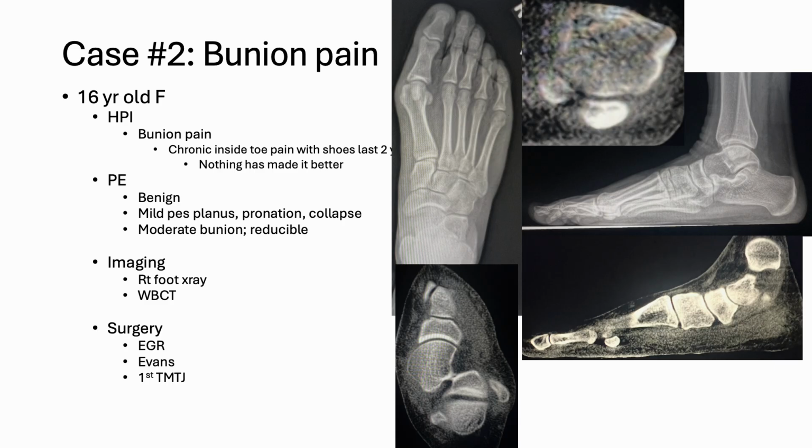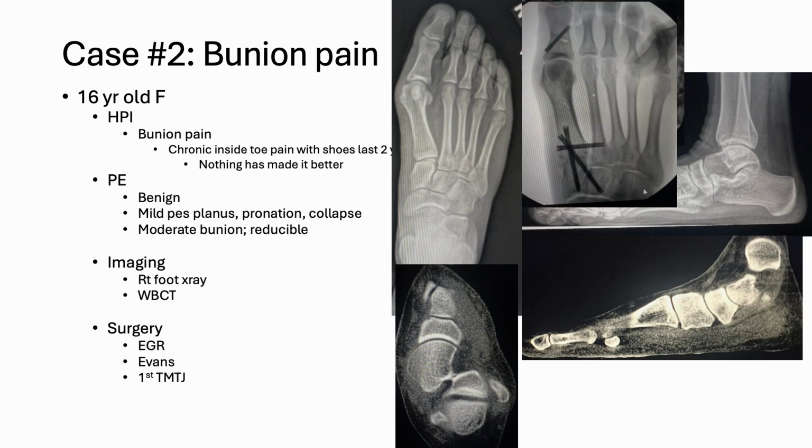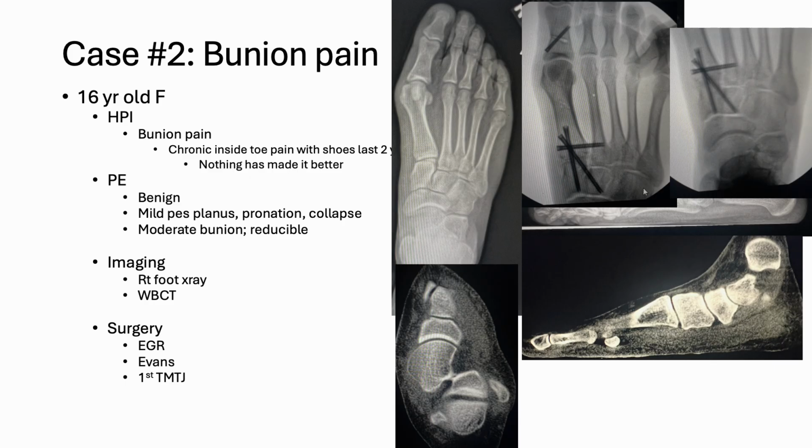And that's what we did. We did an EGR, Evans, and a first tarsometatarsal joint fusion, or Lapidus-type procedure. This is my procedure. I did an Akin with it as well, so I should have put that in there. I just try to get the medial column in one corrected plane. So at the end of the case, if the great toe is drifting a little bit, based on our previous bunion talk, if there's a little bit of hallux valgus angle, I'll try to do an Akin to get that first ray in one straight position.